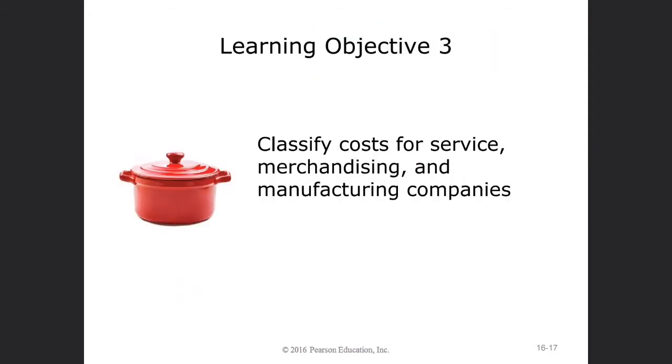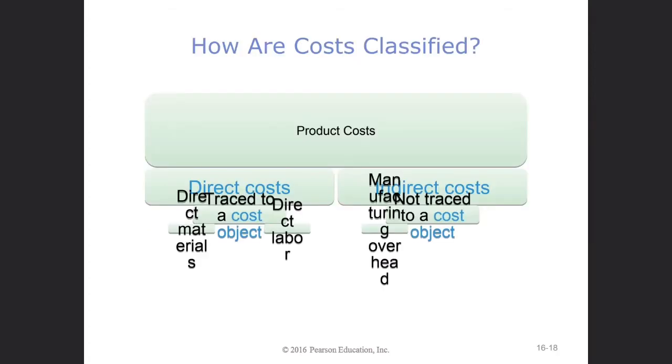Learning objective 3, classify costs for service, merchandising, and manufacturing companies. So how are costs classified? You have product cost, you have direct cost, which is cost that can be directly traced to a product. That would be a direct cost. And you also have indirect cost, and indirect costs are costs that cannot be easily traced to a product.